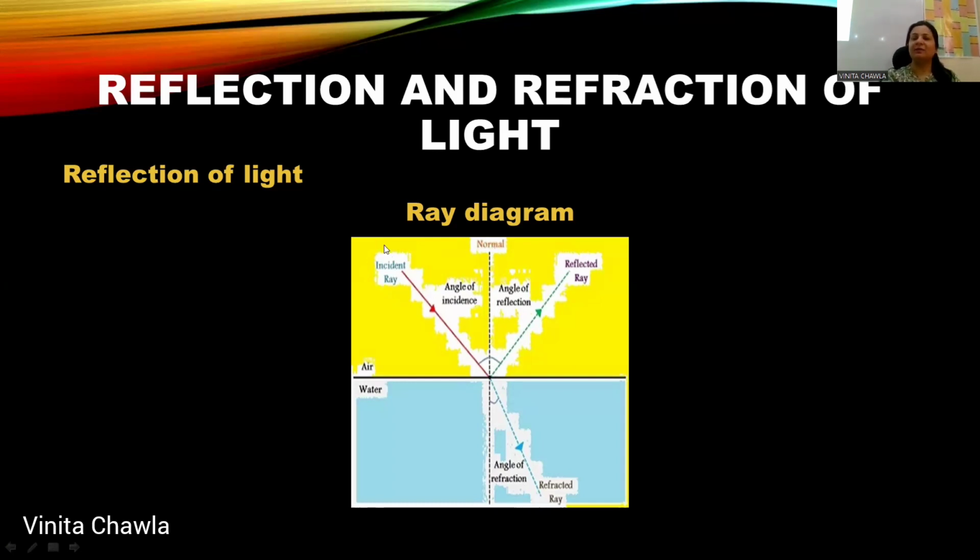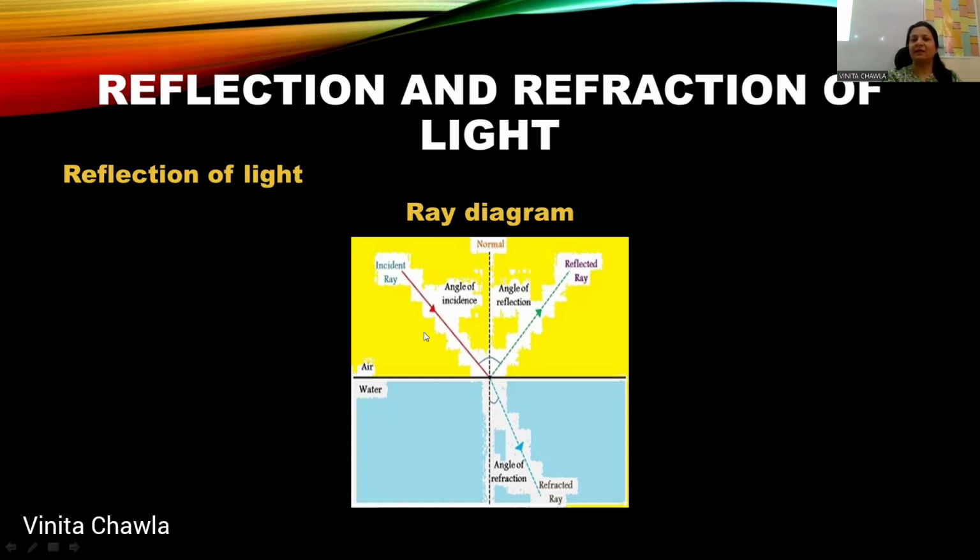The angle between the normal and the incident ray is called the angle of incidence. In the same way, we can draw the angle of reflection. And this is the reflected ray, which bounces off. The ray which bounces off is the reflected ray. And the angle between the normal and the reflected ray is called the angle of reflection, angle R. So this is reflection. You can see that it is taking place in the same medium, air. The incident ray and reflected ray are both in the same medium, air.